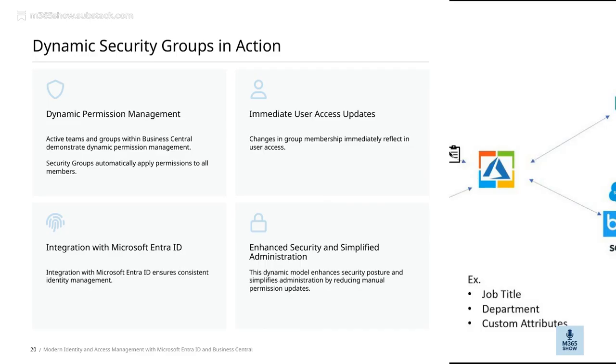We can see active teams and groups within Business Central demonstrating this dynamic permission management. It's a real-time process where security groups automatically apply permissions to all members, making sure everyone has the right access at the right time. Overall, this approach enhances security while making permission management much more straightforward, bringing us closer to a more agile and secure digital environment.